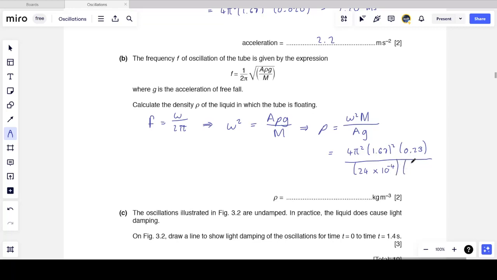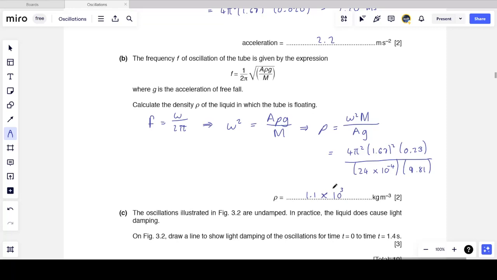Remember, you must convert to meters. And multiplied by g, which is 9.81 meters per square second. And we get the density of the liquid to be 1.1 times 10 to the power 3 kilograms per cubic meter, or 1,100 kilograms per cubic meter.